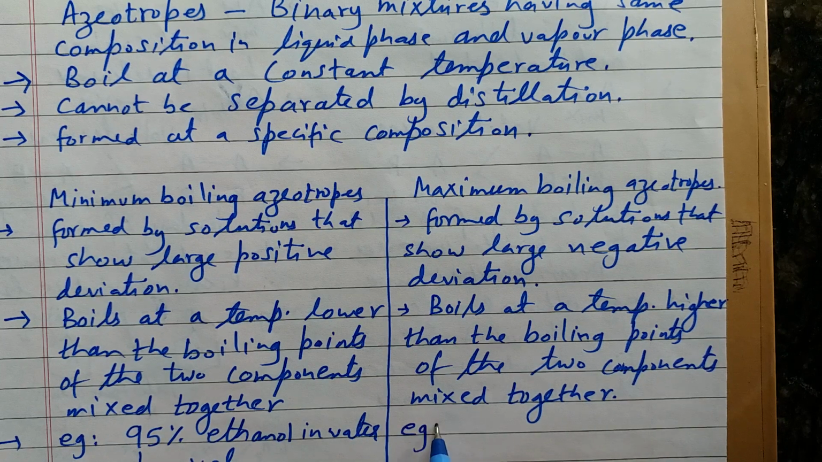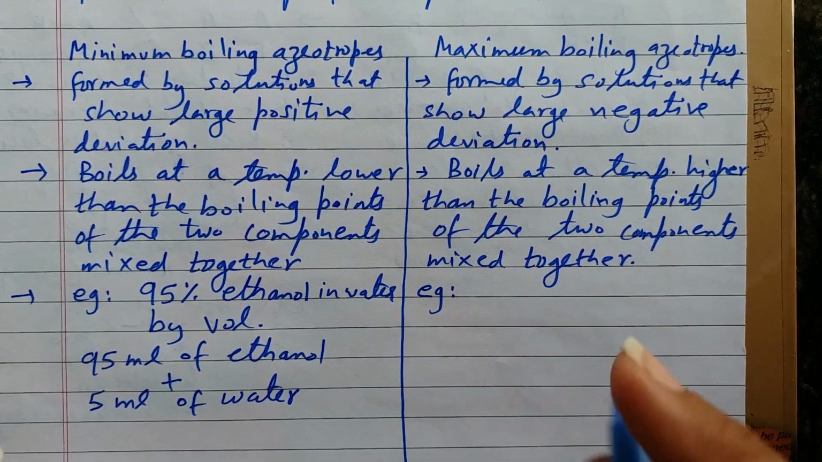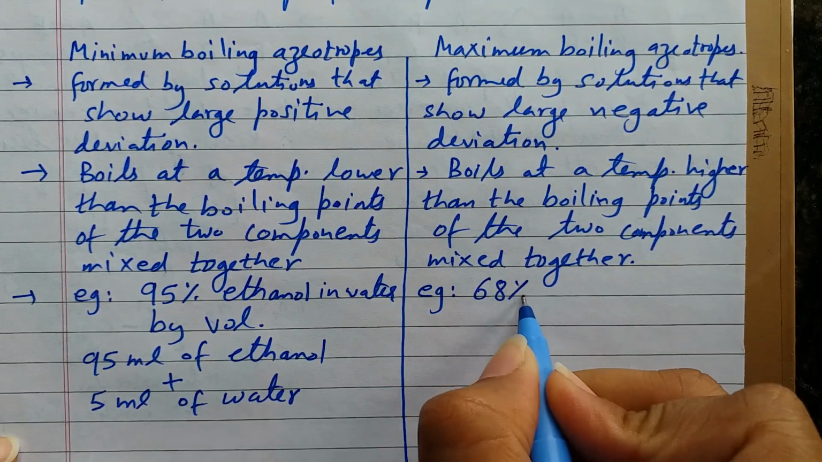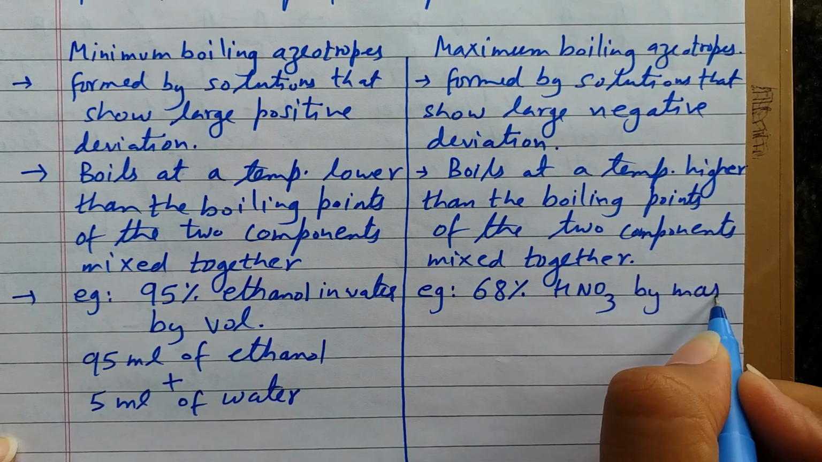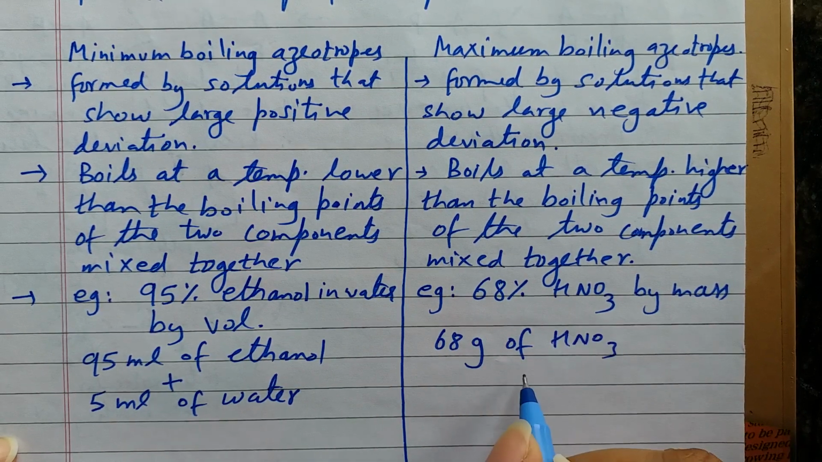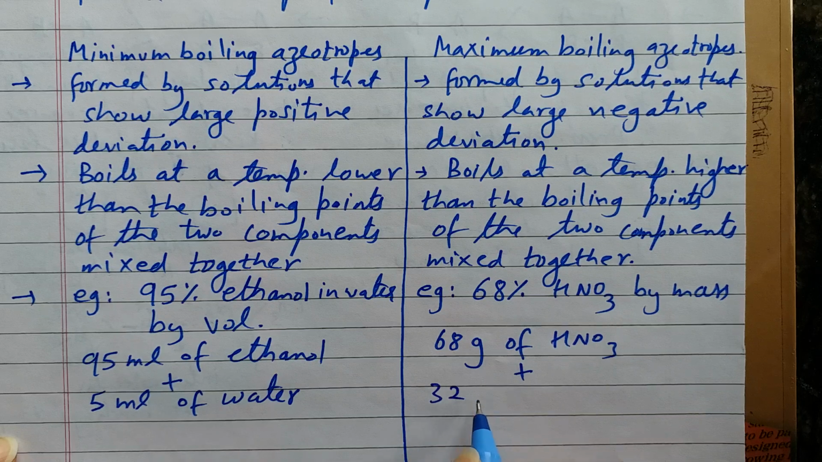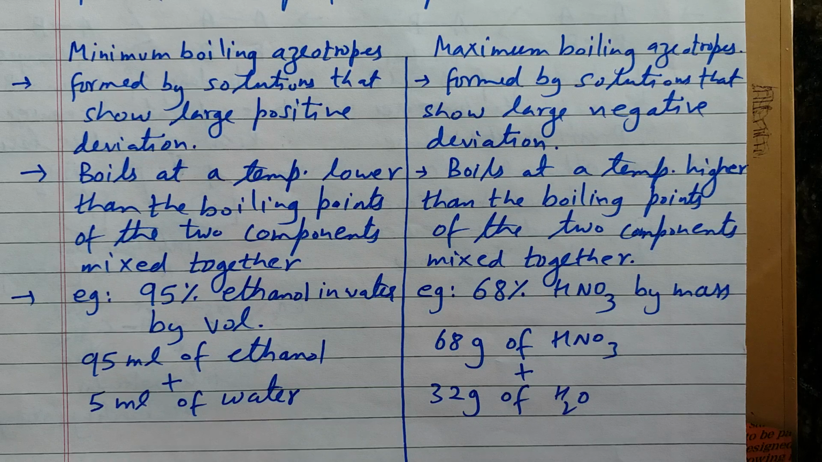And one example here of maximum boiling azeotrope is of a solution that shows a negative deviation from Raoult's law. And here the example that is taken is of 68% of nitric acid by mass, which means 68 grams of nitric acid when mixed with 32 grams of water, then this mixture will behave as a maximum boiling azeotrope showing a negative deviation from the Raoult's law.